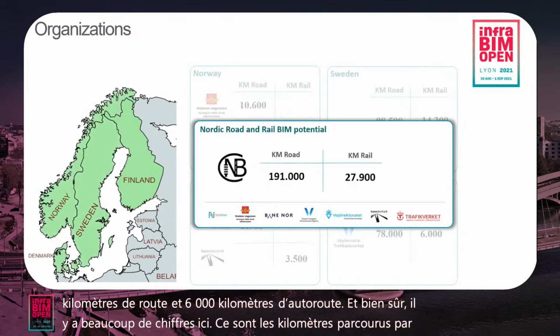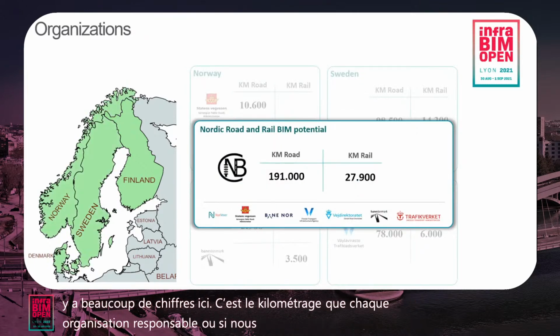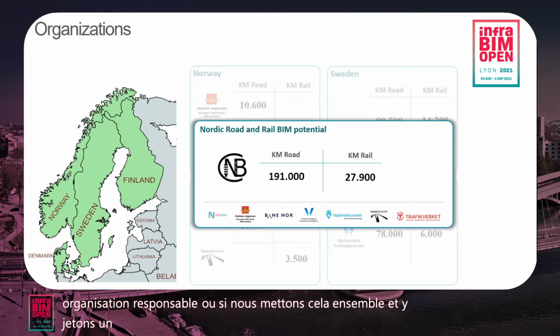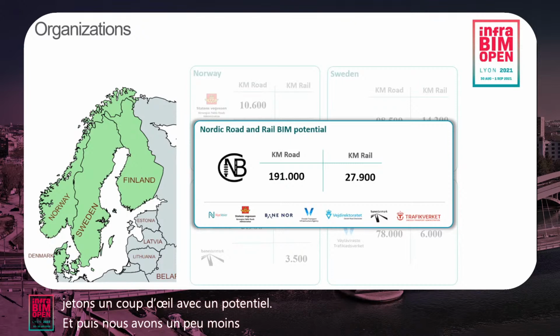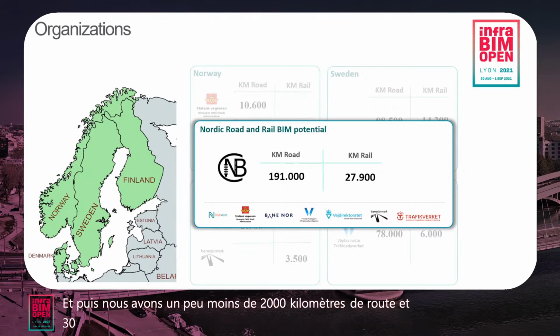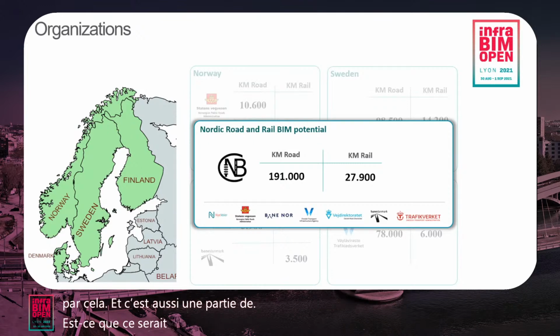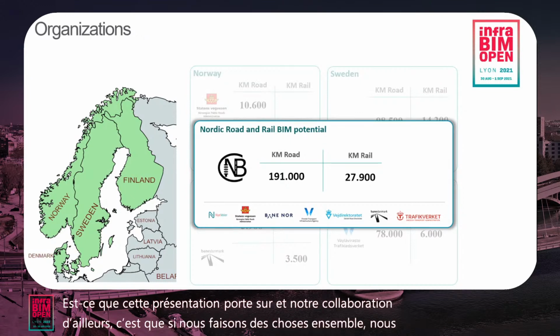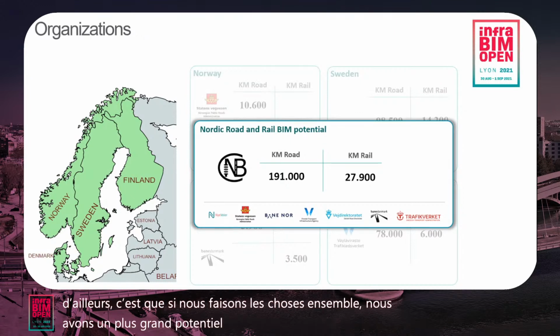But if we put that together and take a look at it with a big potential, then we have a little less than 200,000 kilometers of road and 30,000 kilometers of railway that could be influenced by that. And that is also some of what this presentation is all about, and our collaboration for that matter: if we do things together, we have a greater potential and we can do things greater together.